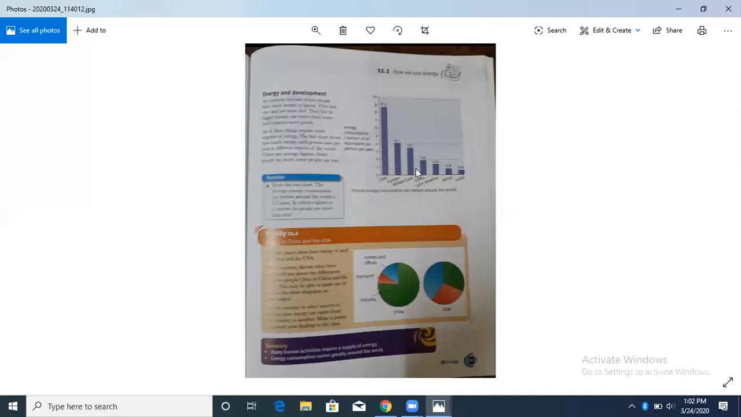Then finally, we want to summarize the lesson. What are the summaries? Many human activities require a supply of energy. Energy consumption varies greatly around the world. Some countries use more energy for their homes and offices, some use more energy for transportation, and some use more energy for industry. So energy consumption varies greatly around the world. So this is the Unit 1 main points.